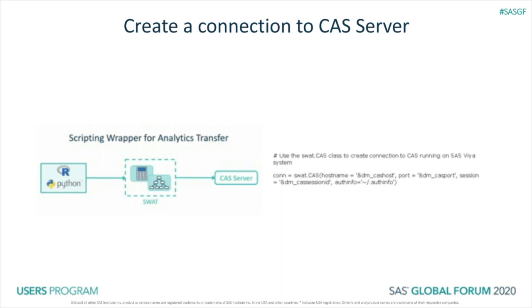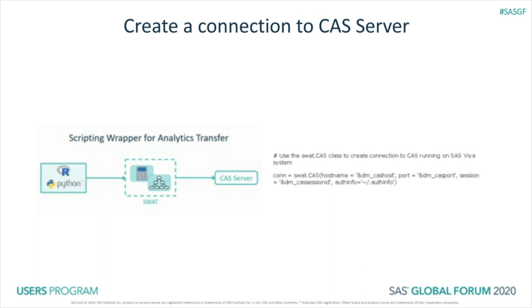To enable a Python program to work with SAS Cloud Analytics Service, you must establish a connection to CAS Server. The SWAT package, that is the SAS Scripting Wrapper for Analytic Transfer package, simply referred to as SWAT, is a Python interface to SAS Cloud Analytics Service. It allows users to execute CAS actions and process the results all from Python. In fact, the SWAT package mimics much of the API of the Pandas package so that using CAS should feel familiar to current Pandas users.